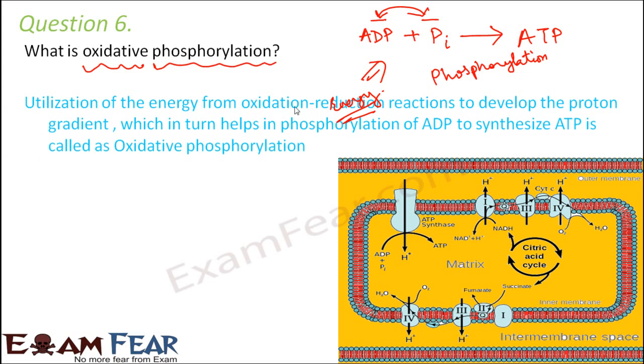So utilization of energy from oxidation reduction reactions to develop the proton gradient, which in turn helps in phosphorylation of ADP to synthesize ATP, is called oxidative phosphorylation. While we were talking about photosynthesis, we talked about photophosphorylation, because there also the same process of phosphorylation was happening. You remember, there also we spoke about the proton gradient developing, ATP synthase getting activated, and then ATP molecules being formed. There also the process of ATP synthesis was by the chemiosmotic hypothesis, the same concept. But the only difference was that there this energy was provided by sunlight, and that is why the name was photophosphorylation.